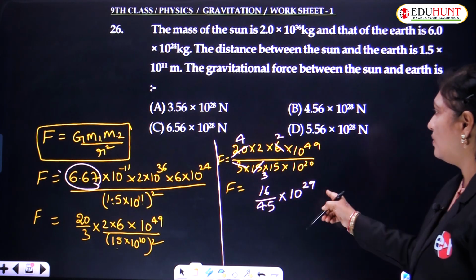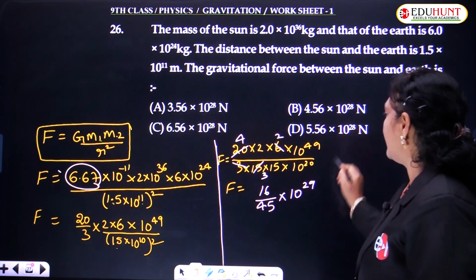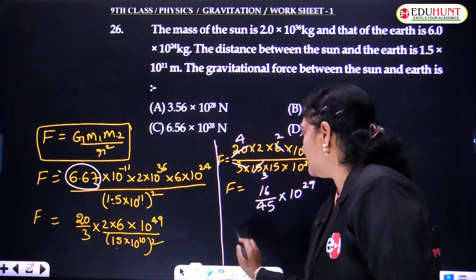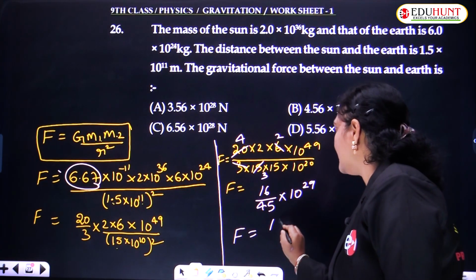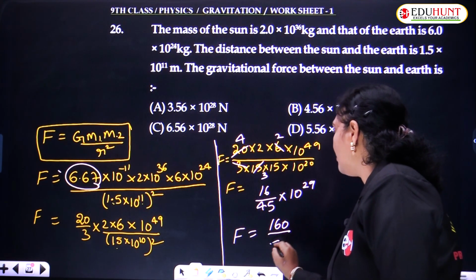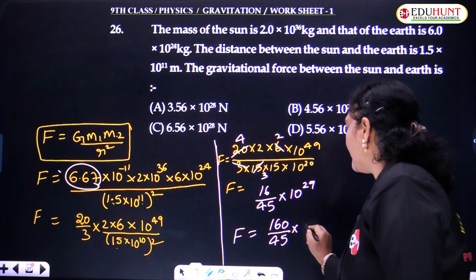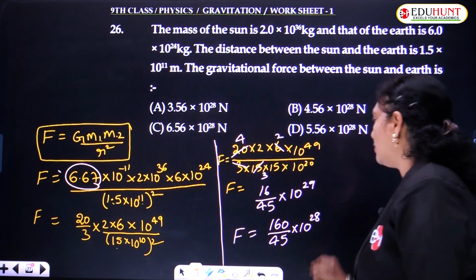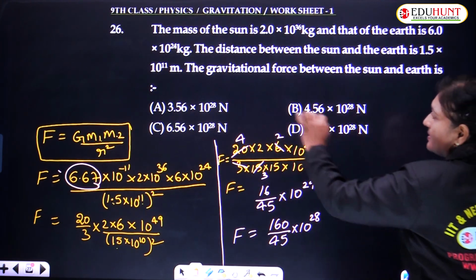Okay. So all powers are in 28. So let me make it as 28 only. Then the value of F will become 160 upon 45 multiplied by 10 power 28. I hope it is clear. So options are in 28.